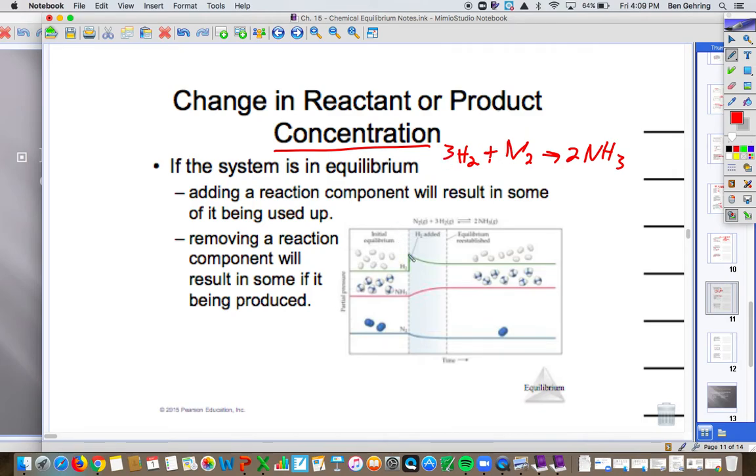Okay? If I add hydrogen to this system, so I added some of this substance. Because I added reactant, I need to produce more product, which means this is going to push to the right, which means that my hydrogen concentration is going to go down, my nitrogen concentration is going to go down, and my ammonia concentration is going to go up. So that's what we're seeing here. I added this hydrogen, and then you notice it dropped. My nitrogen, I didn't change at all, but it also dropped. And my ammonia, I didn't change initially, but it went up. So if you remove or add some reactant, you're going to change this concentration.